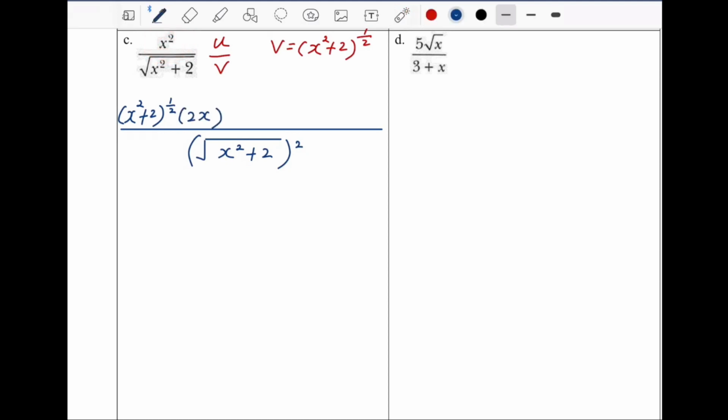2x minus, followed by minus U. So just x squared, and V prime, this is the V, differentiate it, bring it down, 1 over 2, differentiate inside, 2x, don't forget to minus 1 for the power, okay, put it in.